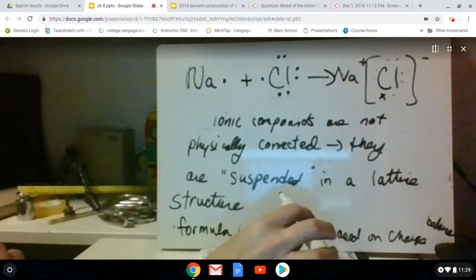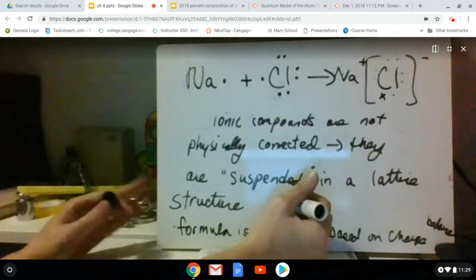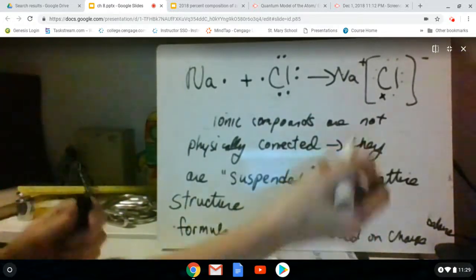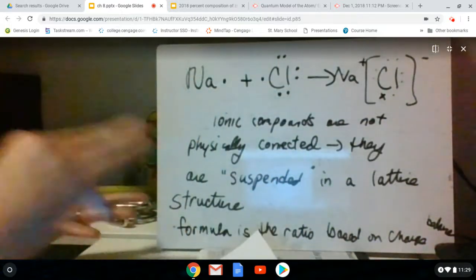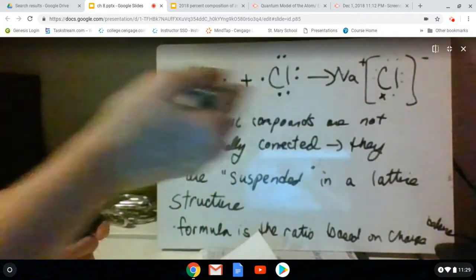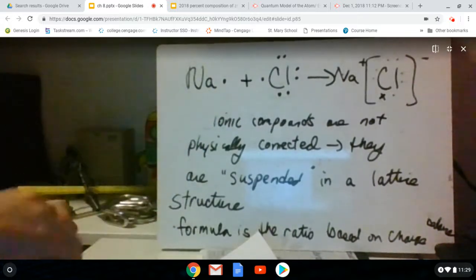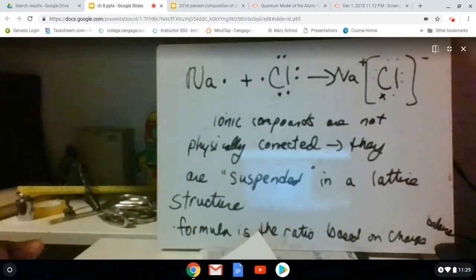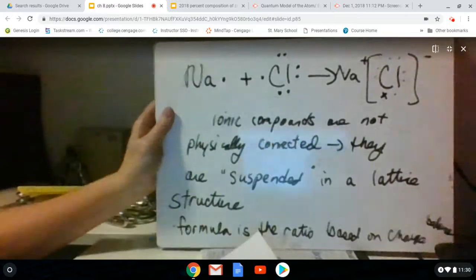We can visualize an ionic compound as being in a suspended lattice structure, like a 3-dimensional cube, where you have some sodium and some chlorine, sodium, chlorine, kind of all stacked upon each other in a 3-dimensional array. The formula that we achieve, NaCl, is really the ratio based on the charge balance, which we went over when we talked about naming and forming ionic compounds. But for the rest of this chapter, we're going to focus on covalent compounds.